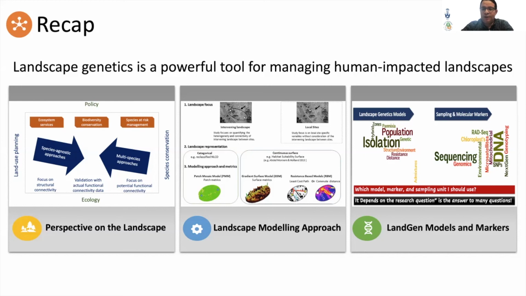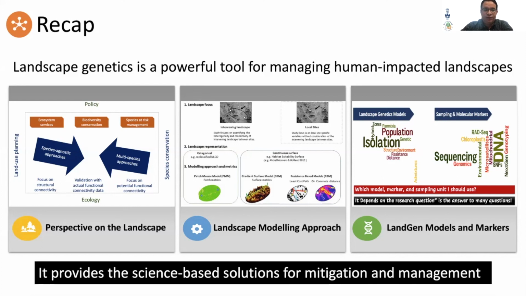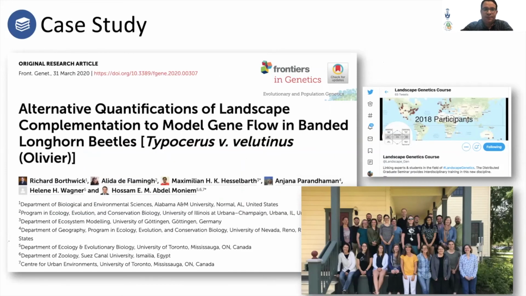And it has multiple models and sampling techniques and molecular markers that can be modified based on the study and help practitioners and researchers manage the human impacted landscapes. So it provides science-based solutions for mitigation and management of human impacted landscapes.